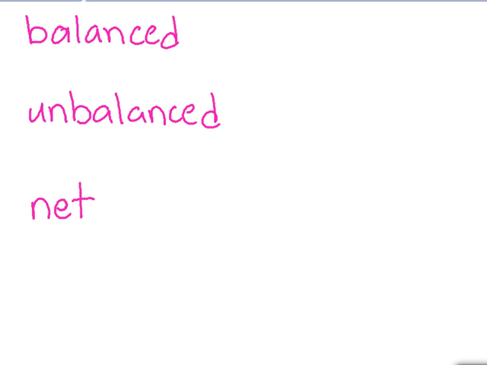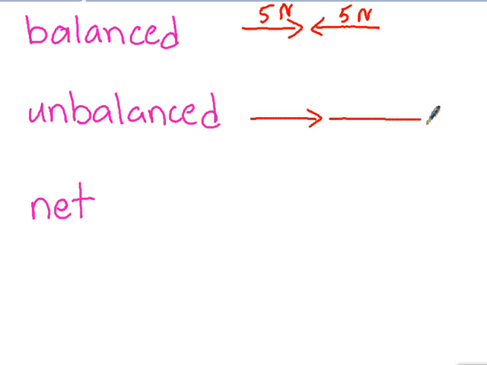Now that we've gotten to the point of having an idea of objects being able to move or objects being stopped, we need to consider balanced forces, unbalanced forces, and the idea of a net force. A balanced force, or pair of balanced forces, is when you have two forces acting in opposite directions that are equal to one another. Unbalanced forces would be those forces acting in opposite directions of one another, where one force happens to be greater than the other.